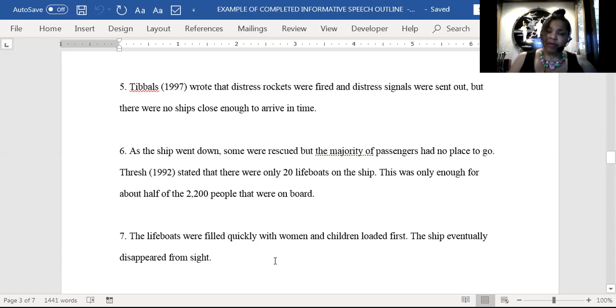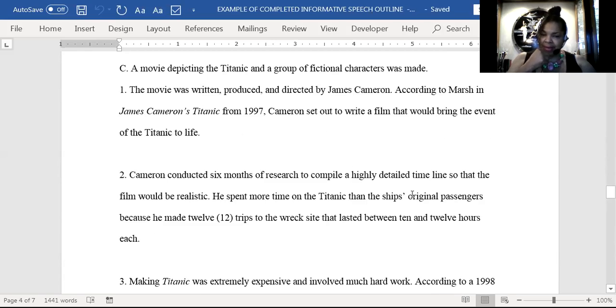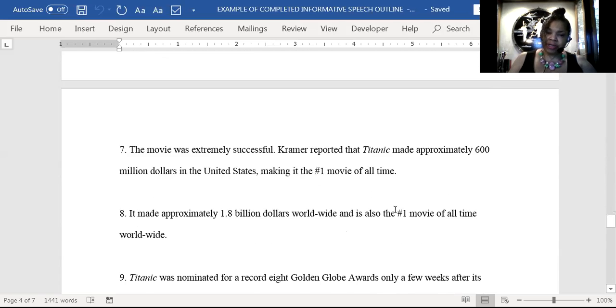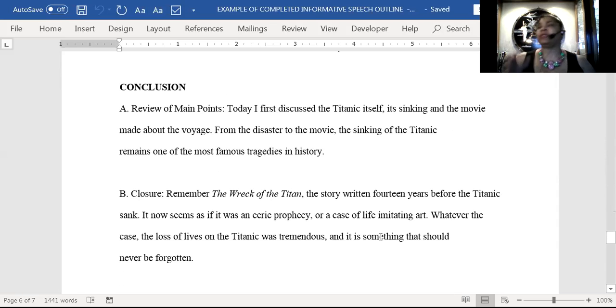You'll do the same thing over and over again. 1, 2, and 3 main points. She says, now that we've learned about the sinking of the Titanic, let's explore the movie. Wonderful. Goes into the 3rd main point. Let's go down to the conclusion. That's where we need to go. The conclusion. 2 parts to the conclusion, summary and the clincher.